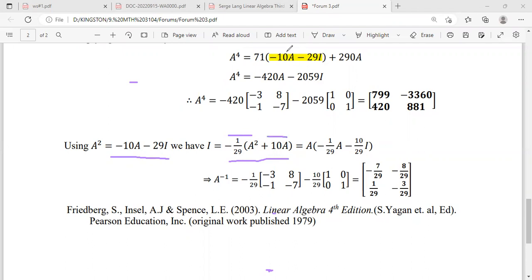Good. So I have A into what I have in the bracket here. A into this term here gives me the identity, and that means that what I have in the bracket here is the inverse of A. So I stated that A inverse is equal to 1 over 29 of the value of A minus 10 over the value of the identity, and that leads me to this answer here, and that's it.